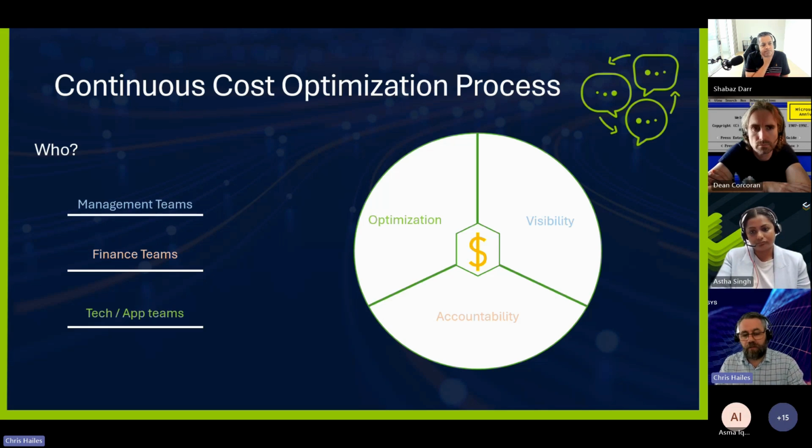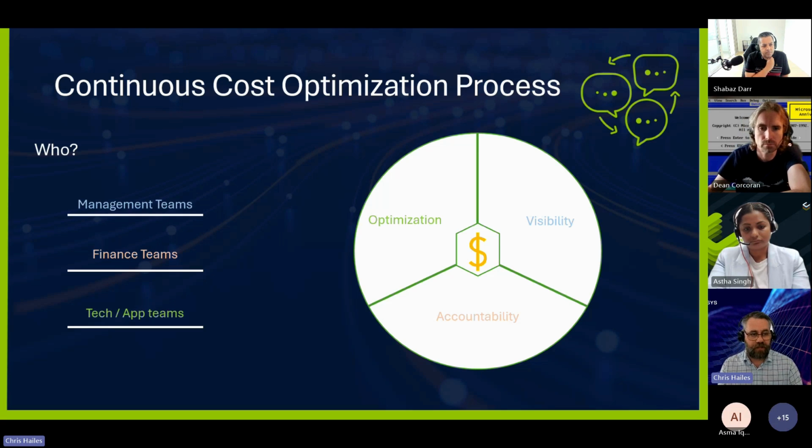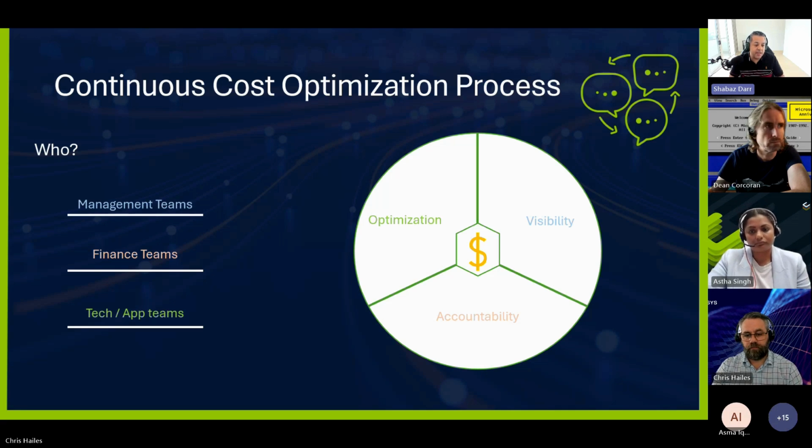Shabaz, I guess to your perspective, how do we empower the business to engage in more of a continuous cost optimization process? I think this slide is actually perfect for that question. It's a team effort, as I mentioned before. It's making everyone within the different groups within your organization part of that journey.